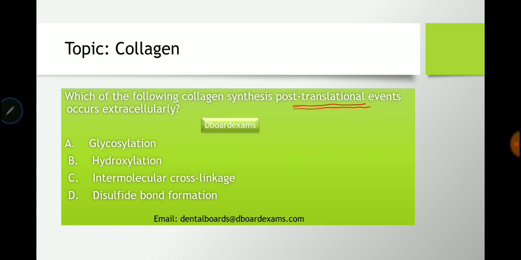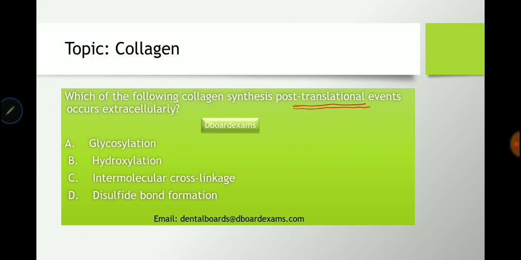Some of the amino acids in collagen undergo both hydroxylation and also glycosylation. So does glycosylation occur outside the cell? Does hydroxylation occur outside the cell? Does intramolecular cross-linking of collagen peptides occur outside the cell, or does formation of disulfide bonds occur outside the cell?